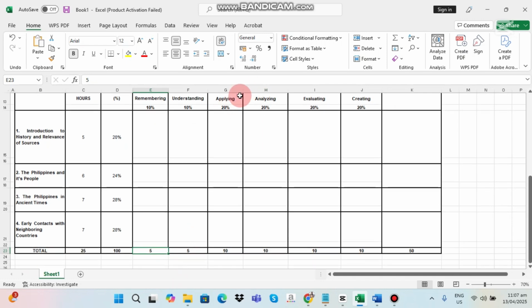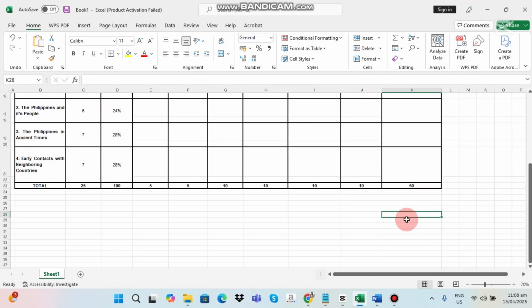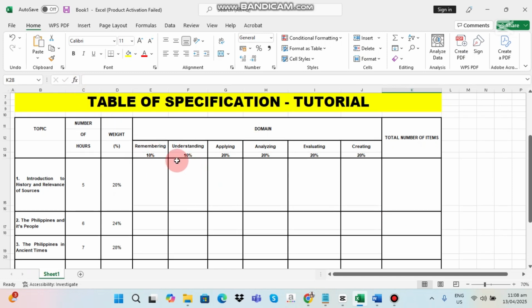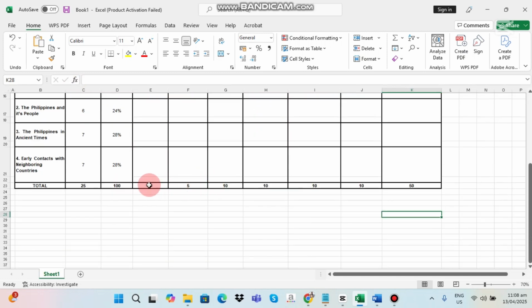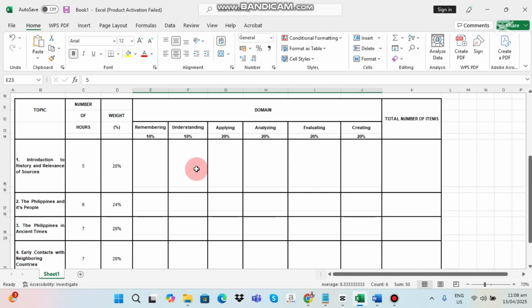What is 20% of 50? We have 10, and so on, since it's the same 20, 20. So we have 10, 10, and 10. If we add everything, of course, it will give us 50 total number of items. So it's correct, so that we no longer have a question. Maybe you're wondering, what is the purpose of those below? Later on, we can discuss it fully.